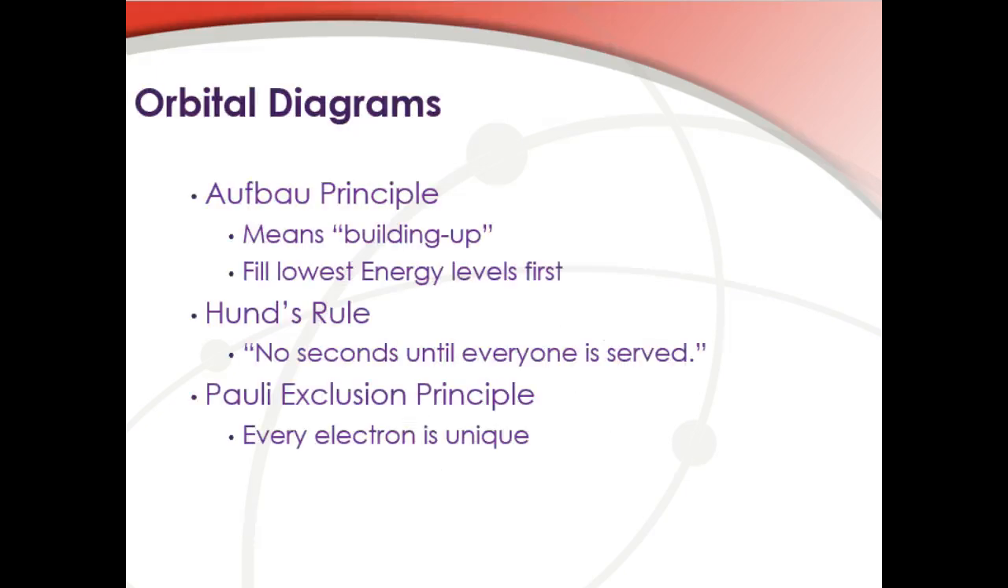The Aufbau principle is for both the electron configurations and the orbital diagrams. We have to fill the lowest energy levels first before we go on. Hund's rule is for the orbital diagrams. Every orbital in the subshell gets an electron first, and then we go back and add other electrons. And then the Pauli exclusion principle tells us that no two electrons can be the same, so we have to have spins differing for both. Let's take a look at a couple examples.